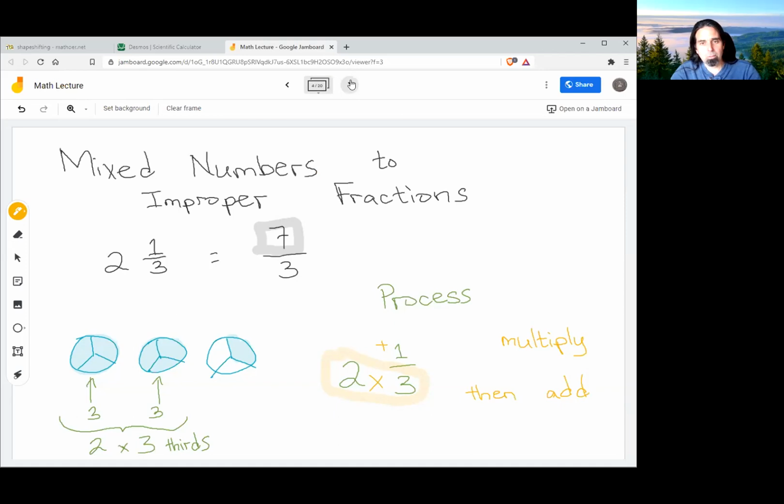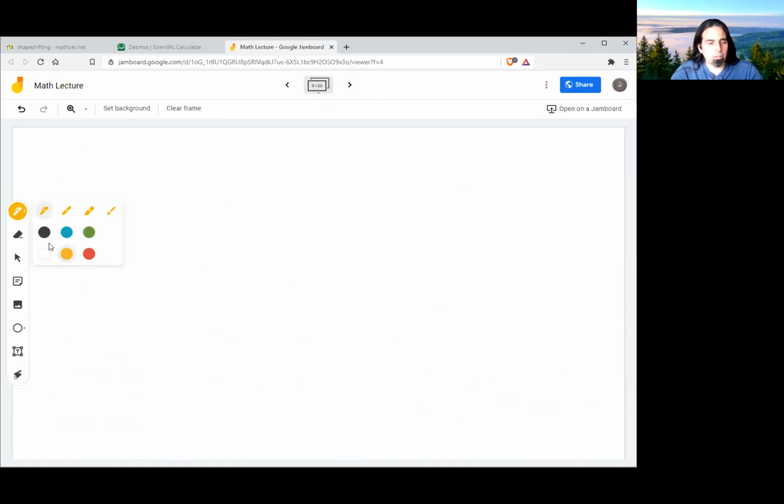Let's do another one. What if I had 3 3/4? This time, let's swap it. Let's do the process first. What's my numerator going to be? 15. Yeah, 3 times 4 is 12, 13, 14, 15.